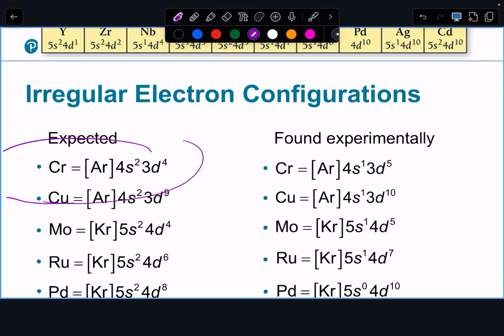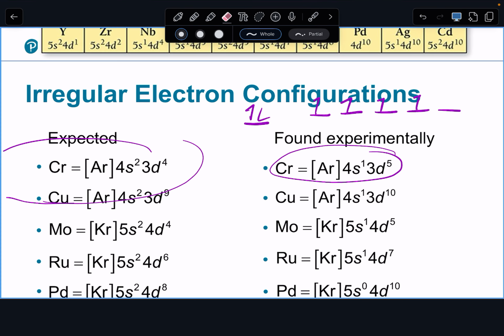In reality, chromium actually separates out 1 in each orbital. So if I look at this, this would be the 4s, and these would be the 5 3d orbitals. So initially, what I would predict is this. But those guys are so close in energy that they actually follow what we typically think of as Hund's rule, where they will separate out, each filling 1 orbital, so as to minimize electron repulsion.